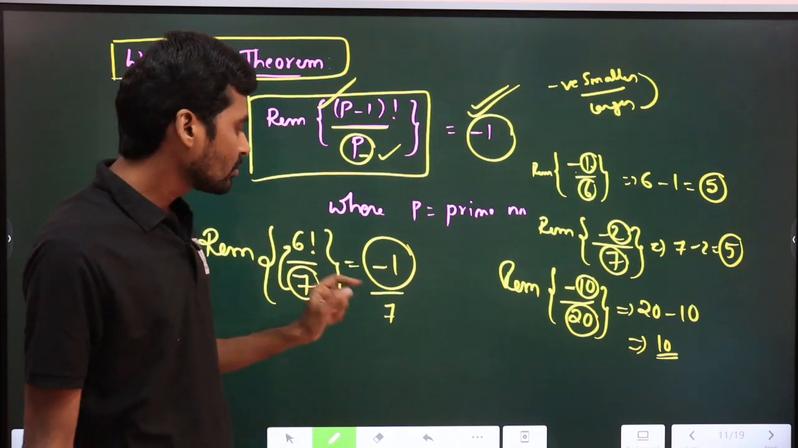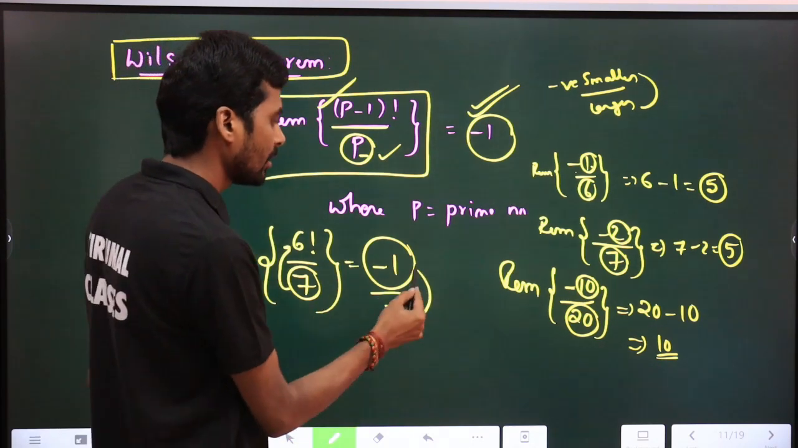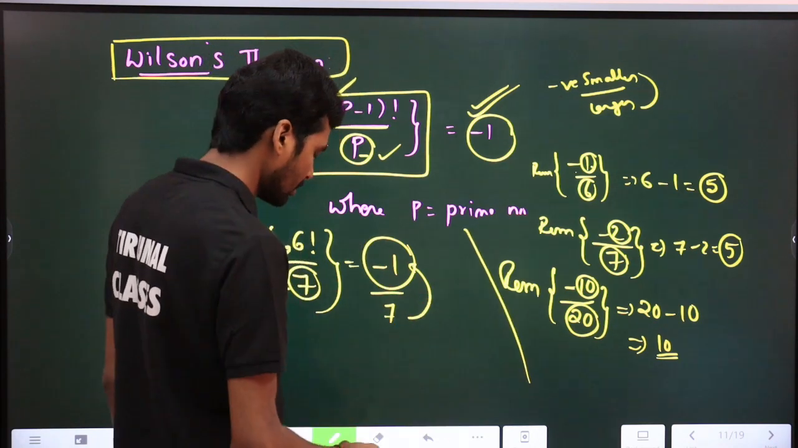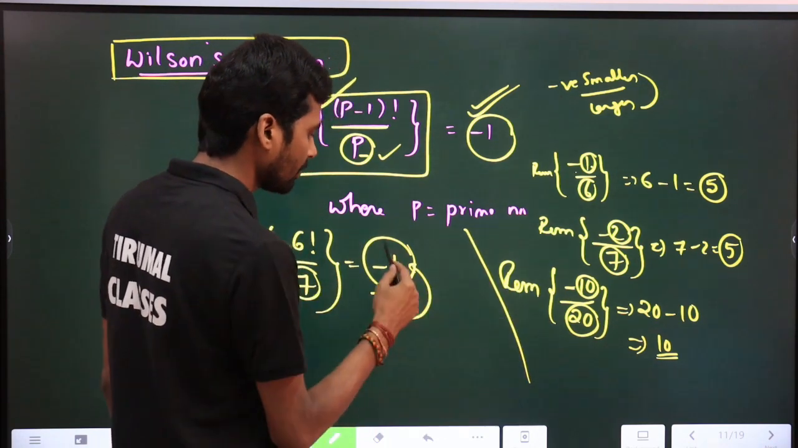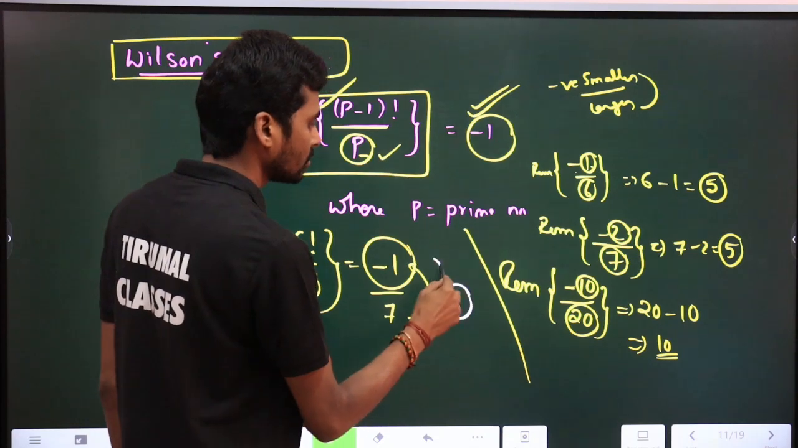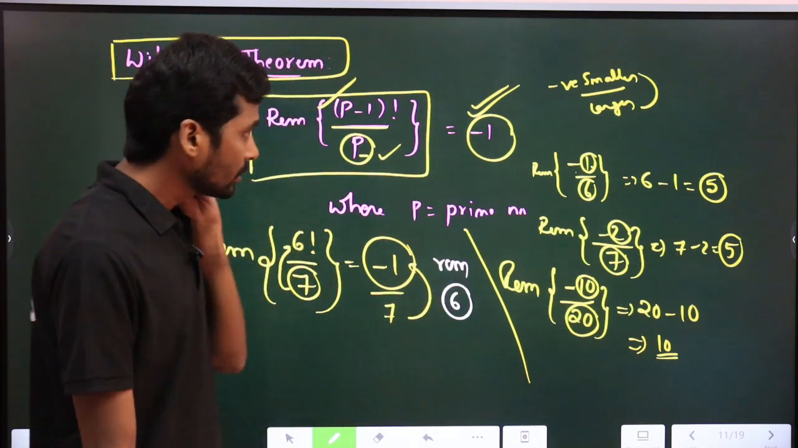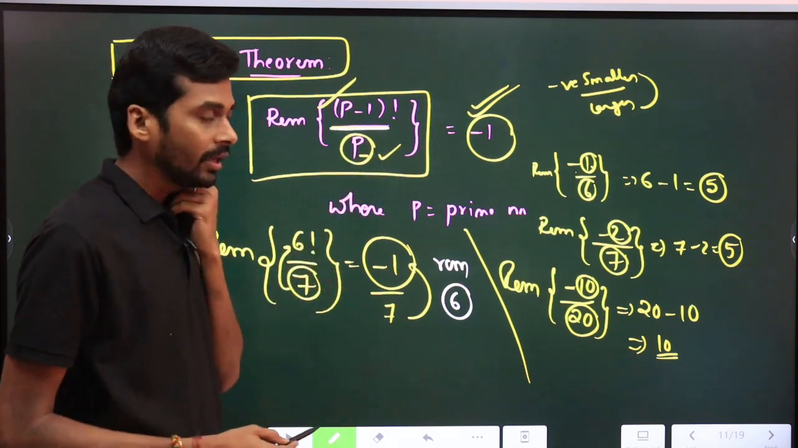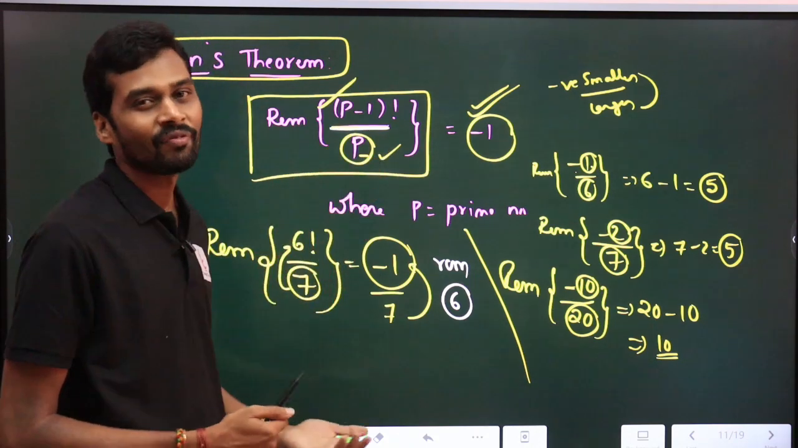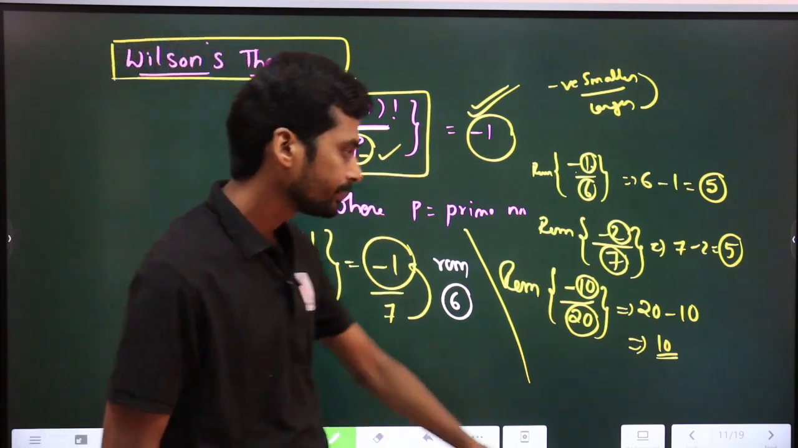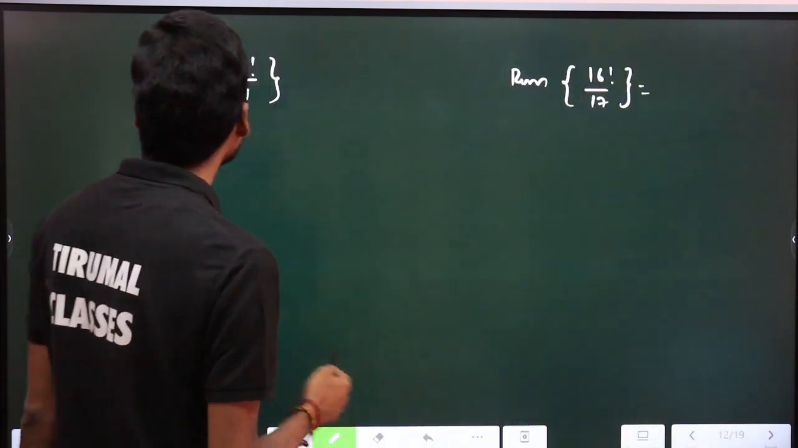So minus 1 by 7 means 7 minus 1. Smaller number, sorry, larger number minus smaller number. 7 minus 1 means the final remainder is 6. So remember that: P is in the denominator, numerator is P minus 1 factorial. Then the final remainder is minus 1.